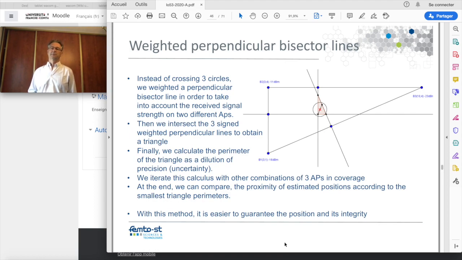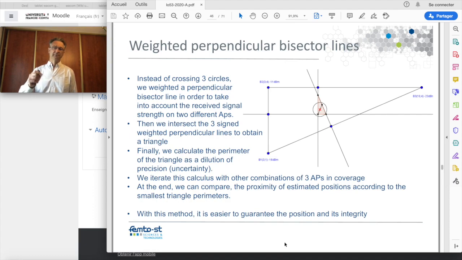In fact, we use bisector lines, and for each couple of access points, we define a weight which allows the bisector line to be closer to one access point than to another one. Like this, you can respect the differences of signal strength.